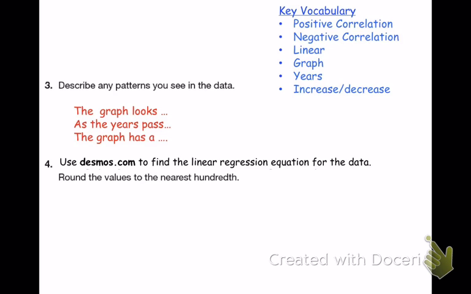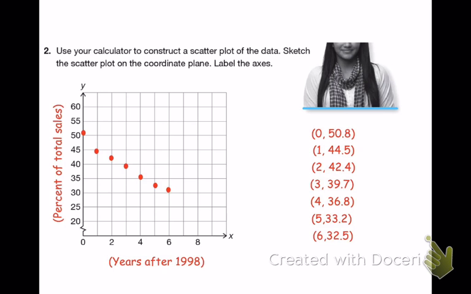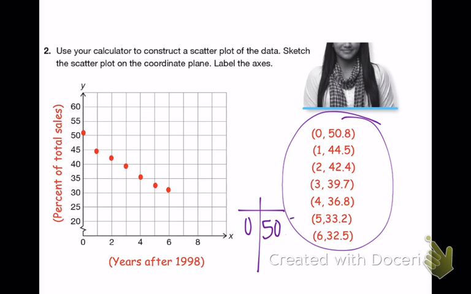All right, now that you have number 3 done, go ahead and log on to desmos.com. Do the linear regression. So you're going to go back to this table. You're going to type in these numbers on the table on desmos.com. So you're going to put these on that table as 0, 50.8, and so on, with all 1, 2, 3, 4, 5, 6, 7 of these.